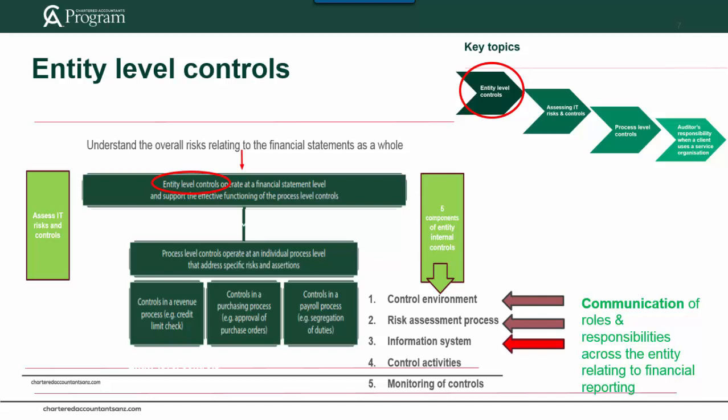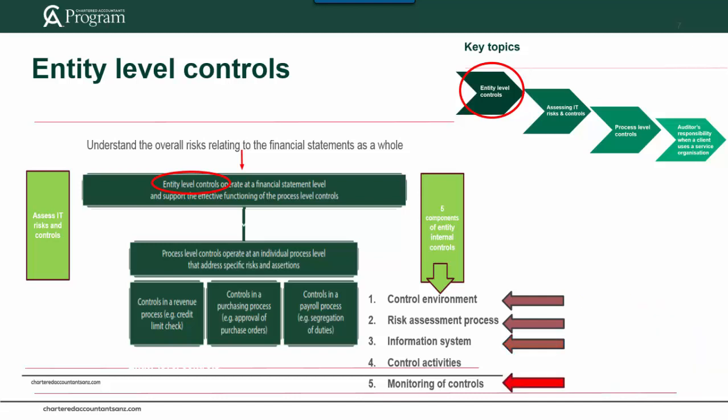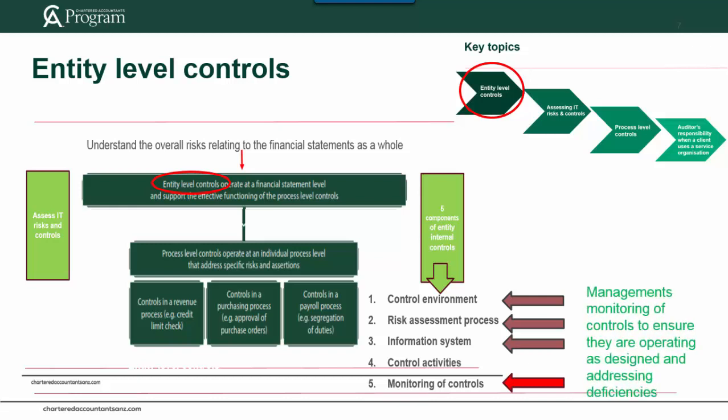Last but not least, entity-level controls also include monitoring of controls. Management must have ways of monitoring whether the entity's internal control is functioning as designed and is addressing any deficiencies to ensure its controls are and continue to be effective. Remember, the auditor must evaluate the design and implementation of entity-level controls and does this by making inquiries supported by other procedures such as observation or inspection.